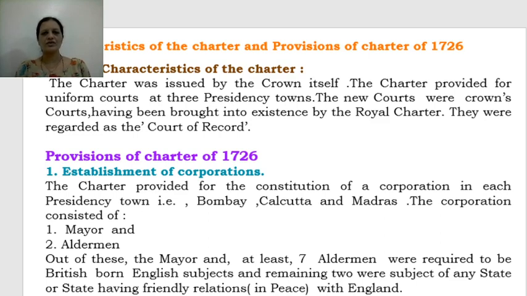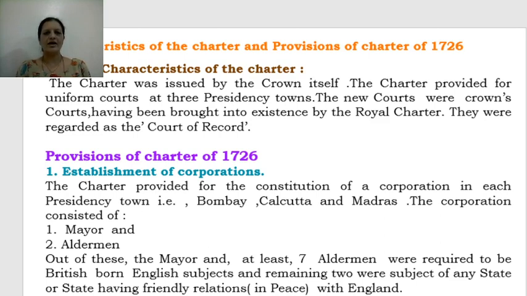The Charter was issued by the Crown itself. So George the First had issued the Charter of 1726 on 24th September 1726. The charter provided for uniform courts at three presidency towns. The new courts were Crown's courts, having been brought into existence by the Royal Charter.